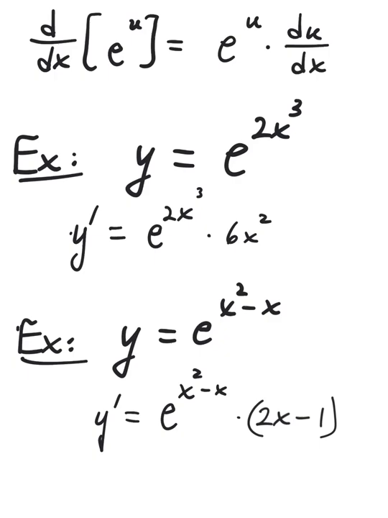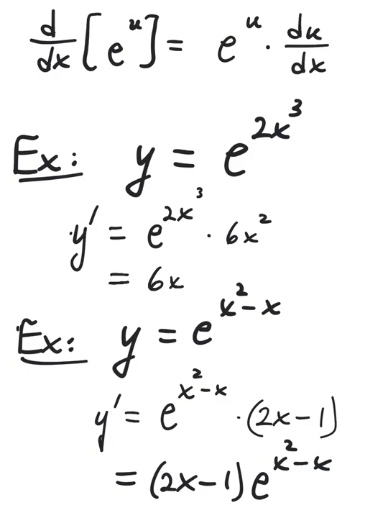If you wanted to, you could also write this as 2x minus 1 out front times e to the x squared minus x. And just like that on the example above, you can, but you're not required. You can write that derivative out front. It's just however you want to write it, whichever way you prefer it to look. Either way is fine.